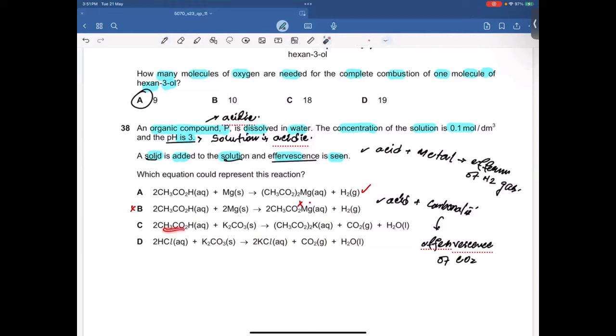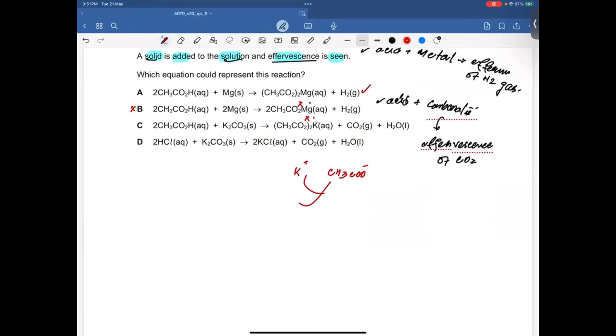When ethanoic acid and potassium carbonate react together, converting into potassium ethanoate, carbon dioxide, and hydrogen, again this formula is incorrect. Potassium has a charge of +1 and ethanoate has a charge of -1. So if we cross multiply these two, we'll get the right formula for potassium ethanoate. So this option must be incorrect.